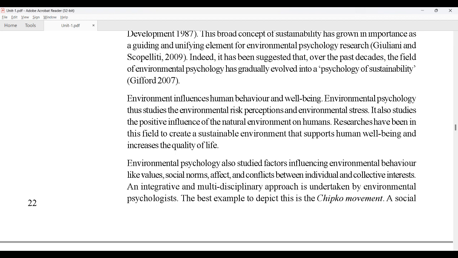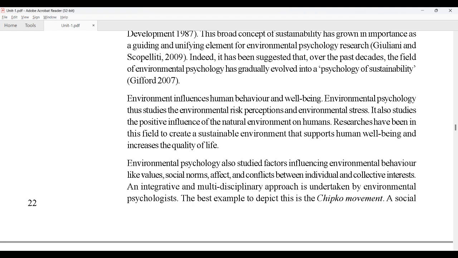Environmental psychology thus studies the environmental risk perceptions and environmental stress. It also studies the positive influence of the natural environment on humans. Researchers have been in this field to create a sustainable environment that supports human well-being and increases the quality of life. Environmental psychology also studied factors influencing environmental behavior like values, social norms, affect, and conflicts between individual and collective interests. An integrative and multidisciplinary approach is undertaken by environmental psychologists.